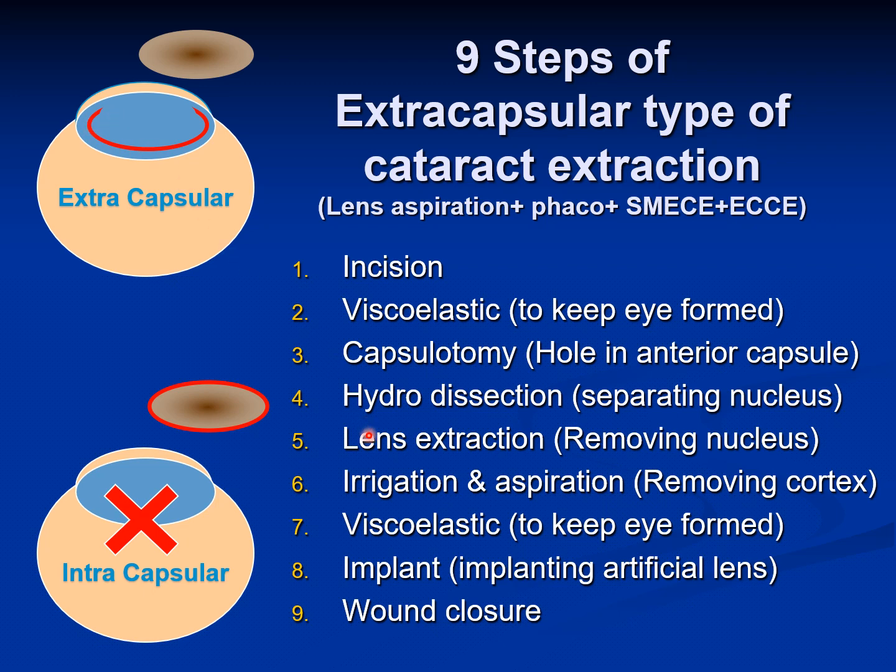Lens extraction is removing the lens or the nucleus. Irrigation aspiration is removing the cortex. You put again the viscoelastic to form the eye, and then you put the implant, and you either close the wound or don't close the wound. We'll see them in more detail in the next slide.